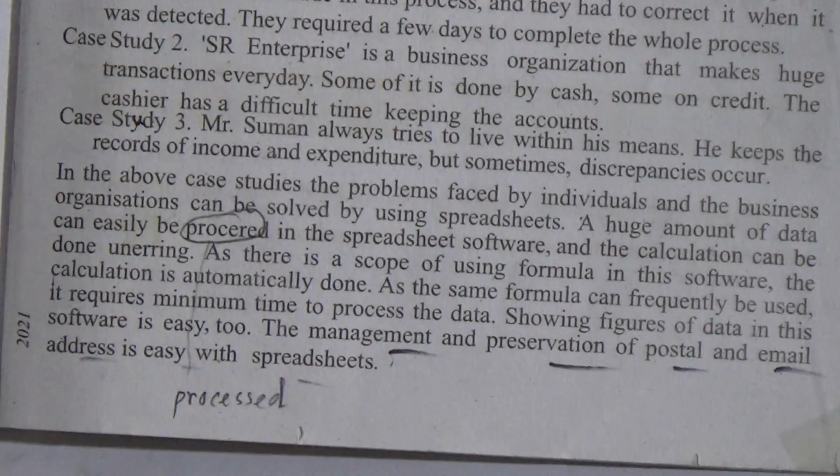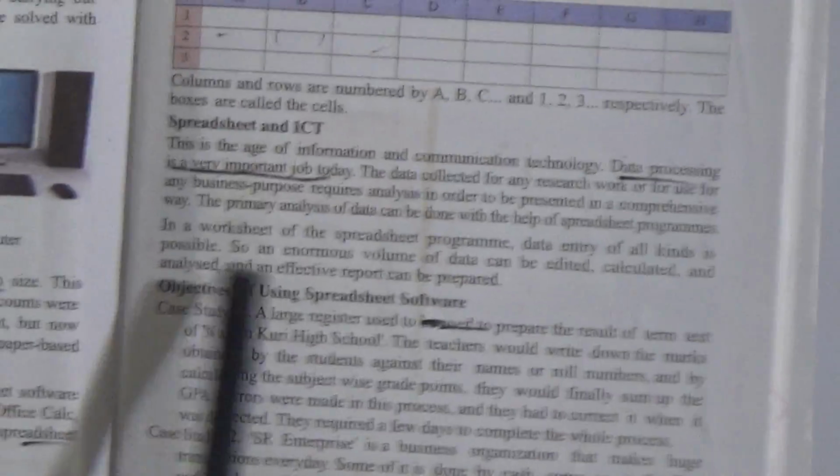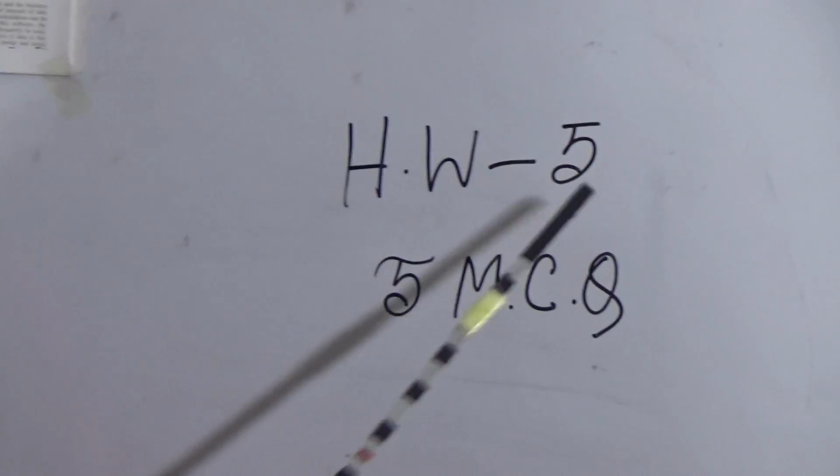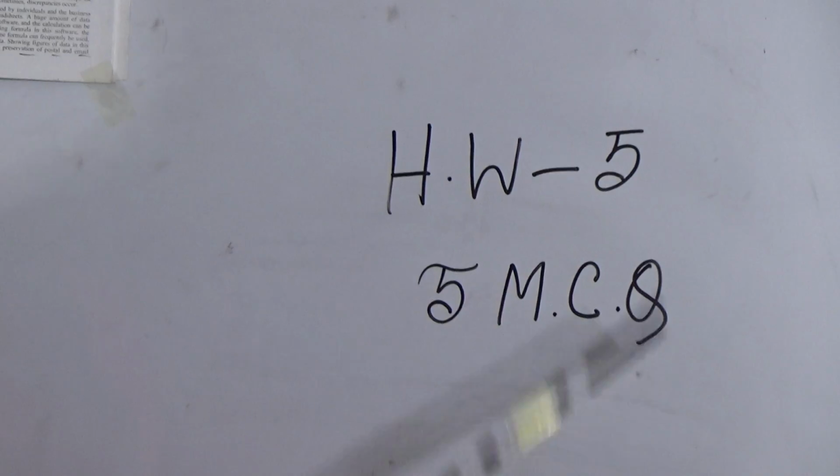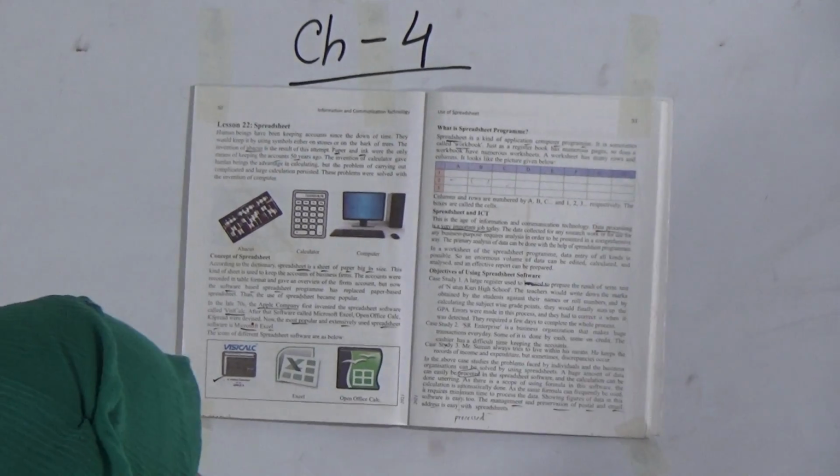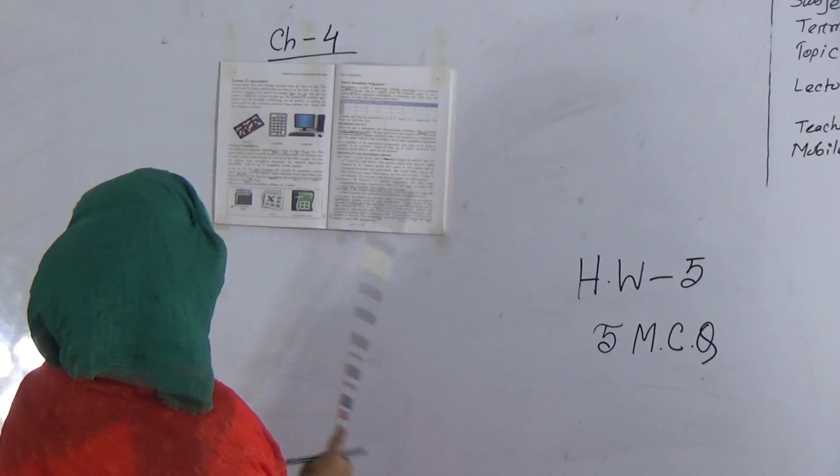So this is our today's topic about what a spreadsheet program is, the spreadsheet and ICT relation, and the objectives of spreadsheet software. And my dear students, here is homework number 5: you will make 5 MCQs from these 2 pages, page 50 and page 51.